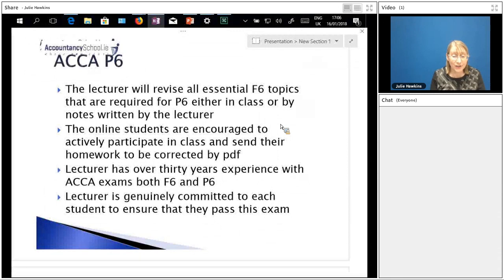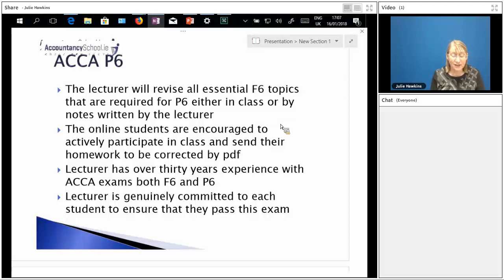Plus, the manual that I use, besides my own notes and examples, is from the Institute of Tax, and it is a brilliant manual that brings a student through tax from the very beginning to the very end. The online students, so for people who are online, are actively encouraged to participate in class. They can send in questions live and I will answer them. And also they send in their homework every week by PDF and it is corrected within a day or two and it's sent right back before the next class.